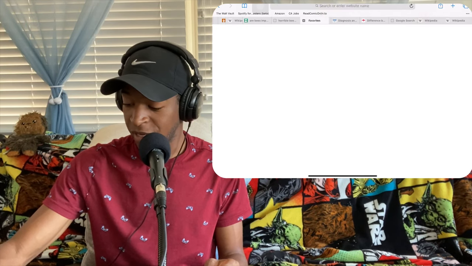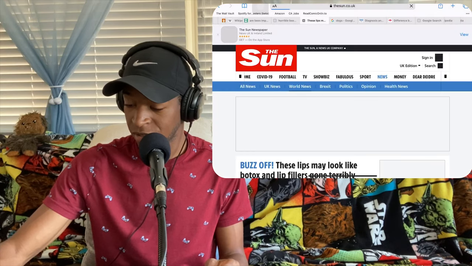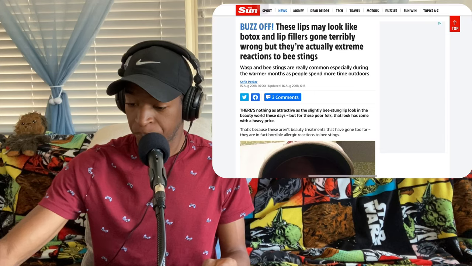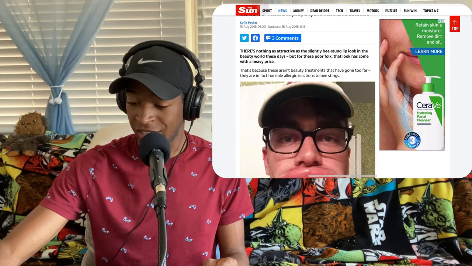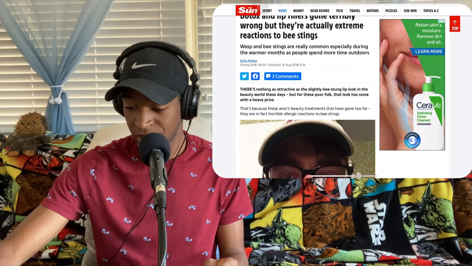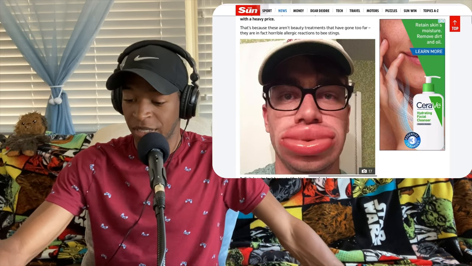It says these lips may look like Botox and lip fillers gone terribly wrong, but they're actually extreme reactions to bee stings. This is from thesun.co.uk. This was written in August of 2018 by Sophia Petkar.